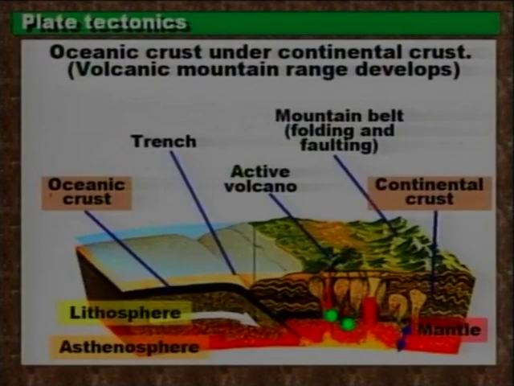Otherwise, you'll have to do two diagrams: one for oceanic crust and oceanic crust on its own, and then you still do convergence, oceanic crust and continental crust. And you could do the third one, continental crust and continental crust.